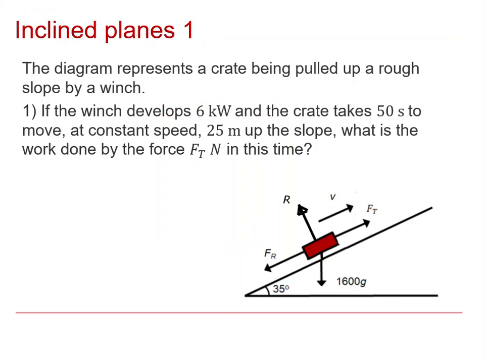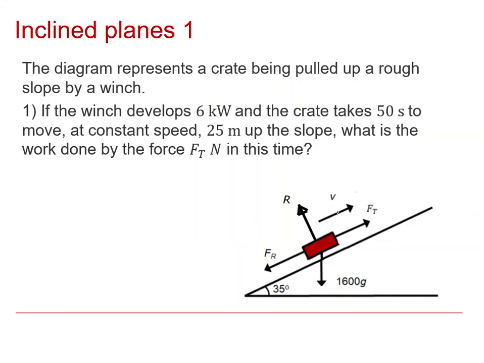We begin with a question with some numerical values and a picture which gives a modelling analysis of what's going on. It's supposed to represent a winch pulling a crate up a slope where there's a frictional force. Let's just check through what this diagram is saying.